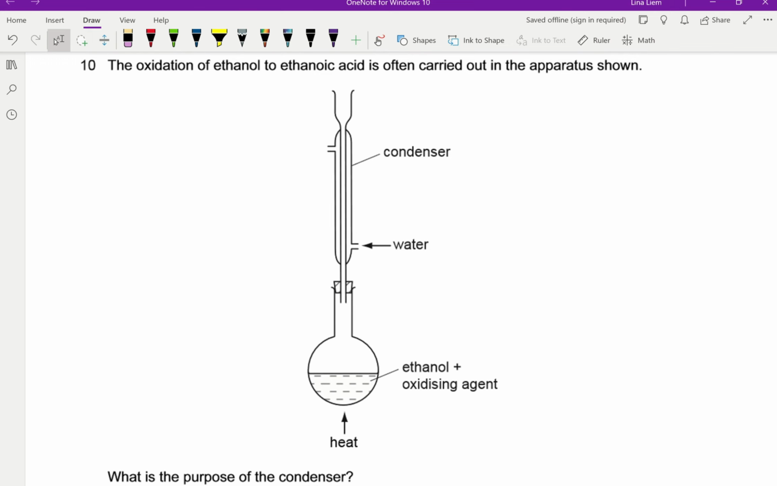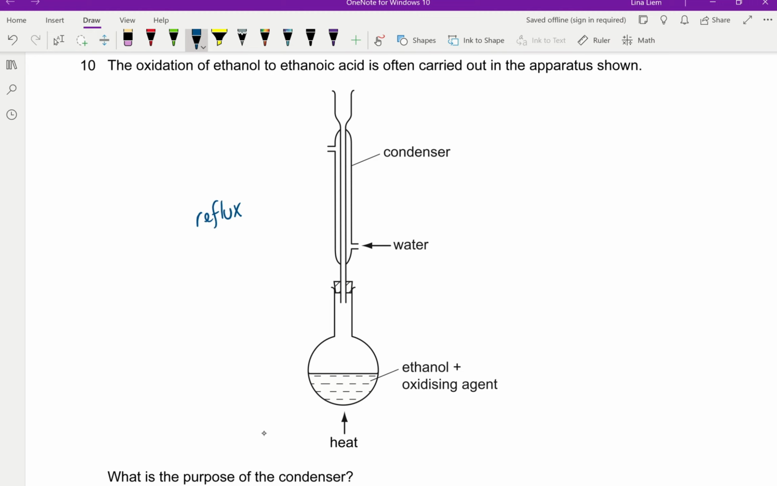Question 10. The oxidation of ethanol to ethanoic acid is often carried out in the apparatus shown. What is the purpose of the condenser? So to ensure that all the ethanol is oxidized to ethanoic acid, we have to heat ethanol with the oxidizing agent under reflux. This instrument is called a reflux.